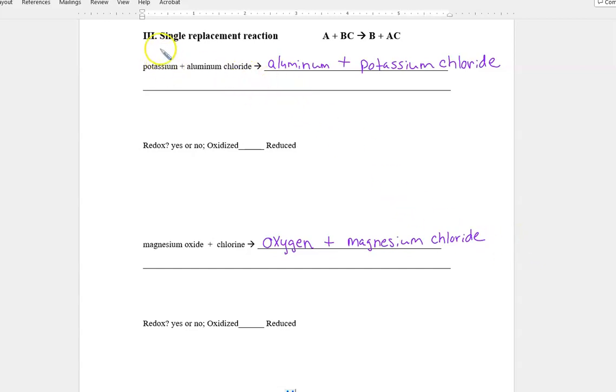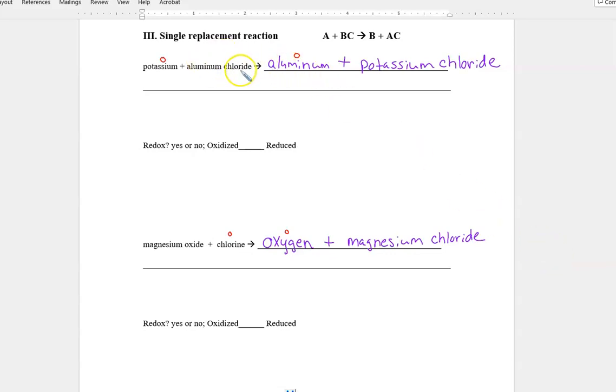So single replacement: an element starts single and a different element ends single. An element starts single, a different element, so that's a single replacement. It is going to be a redox. Let me show you why. This is a pure element, so a pure element is starting out as 0. Aluminum over here is also a pure element. So I'm going to go ahead and put zeros under my pure elements. Let's look here. My pure elements are chlorine and oxygen. So we'll go ahead and do that. I would suggest you do that first.